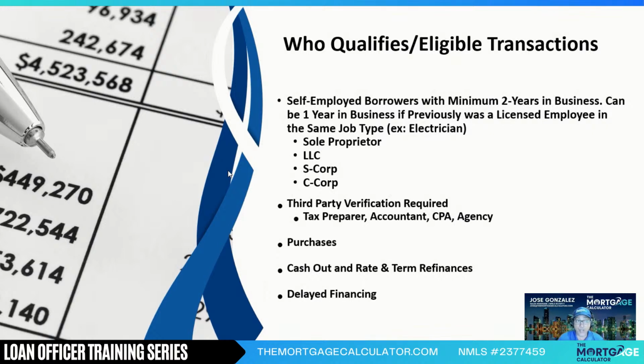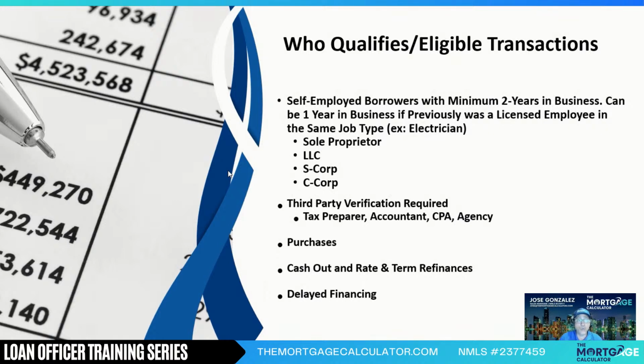You don't have an S corp. Definitely don't have a C corp. You're just a sole proprietor handyman working, hopefully depositing the money in that checking account, right? Whether it's your personal or your business, probably going to be the personal if you're a sole proprietor handyman. And that's it. Then you'll get your third party verification from the CPA.